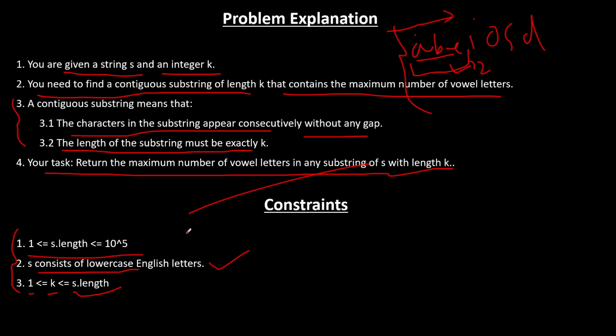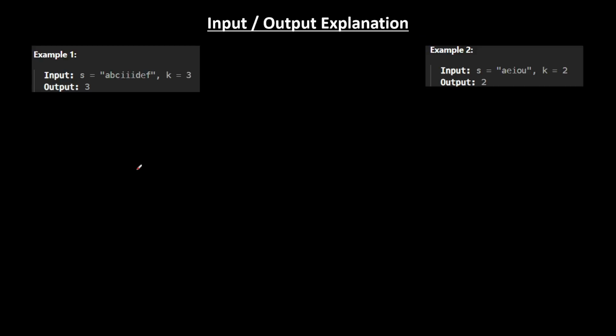Now let's move to the next slide. Let's understand the input and output of the problem. So you have been given an input a, b, c, i, i, i, d, e, f, and the length of the substring would be only 3. Fine. So let's take a substring of length 3, b c i. Here the vowel is i, so the count will be 1.